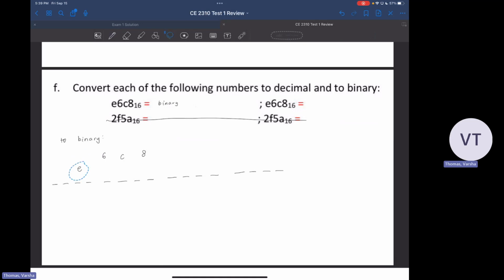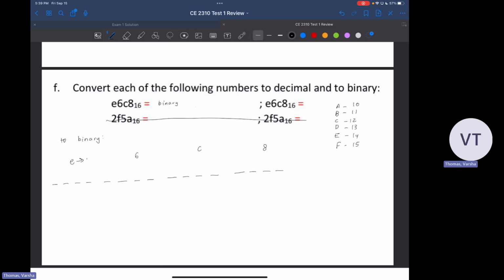So we have E. I'll put it above E. Move 8. Move the C. Move the 6. So each one has 4 bits that have to represent it. E, I'm going to write on the side again. We have A, B, C, D, 10, 11, 12, 13, 14, going up to 15. So then we have E and F. These are our letters that we use to represent 2 digits.